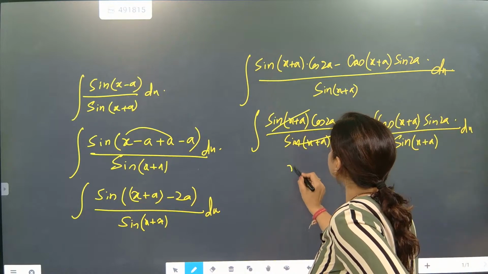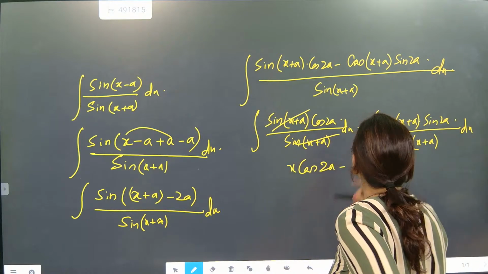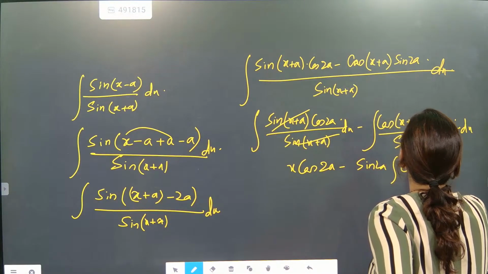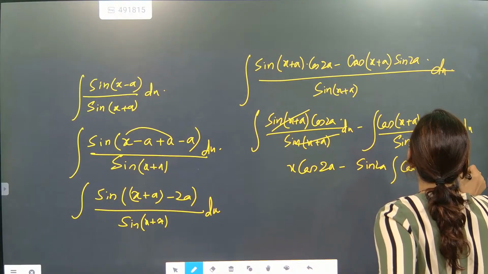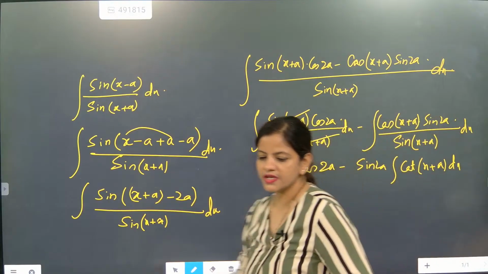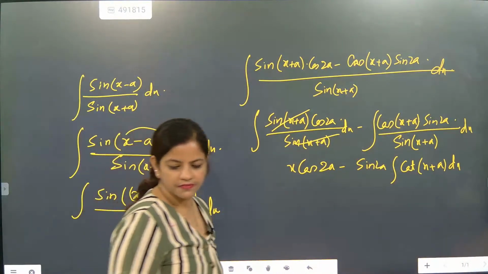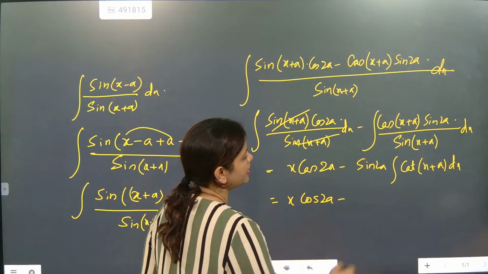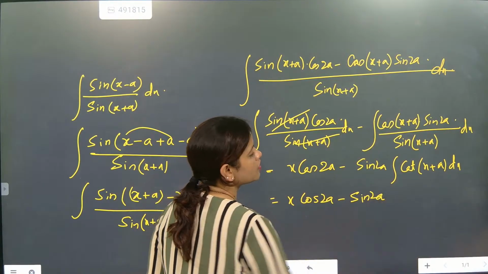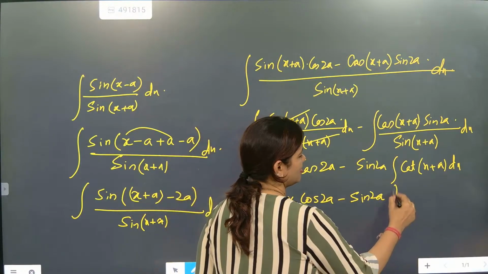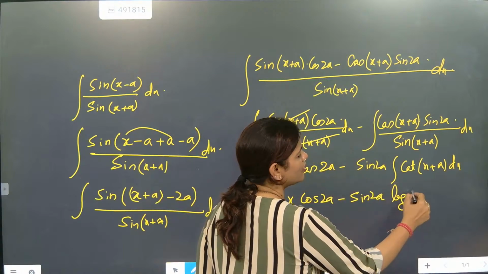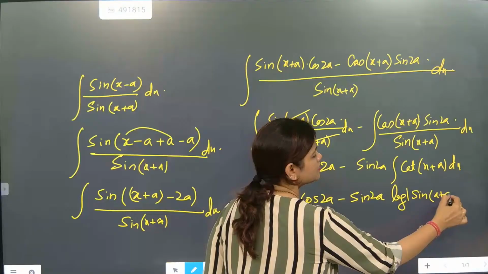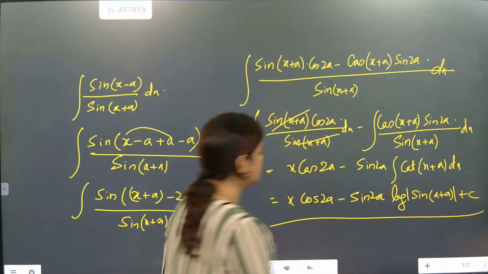This and this will get cancelled, it will become x cos 2a minus, this one will become sin 2a into cot of x plus a dx. Okay, cot of x plus a dx when you are solving. Understood now? So here it is coming as x cos 2a minus sin 2a. What will the cot formula be? Log sin of x plus a. Yes, this is the answer.